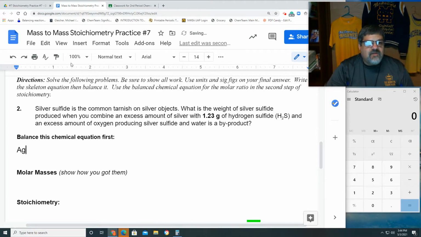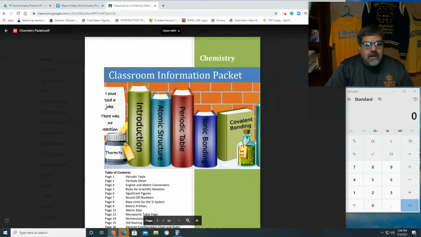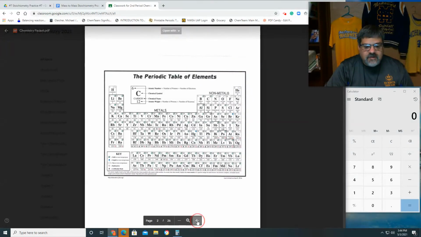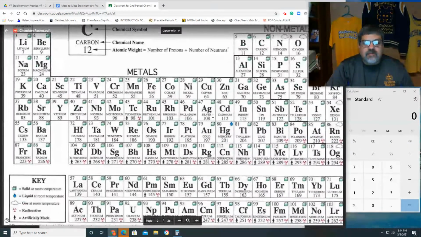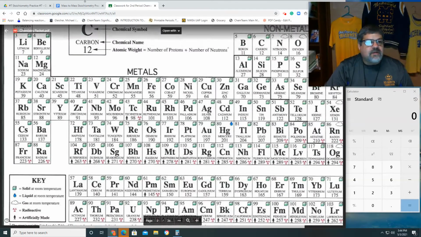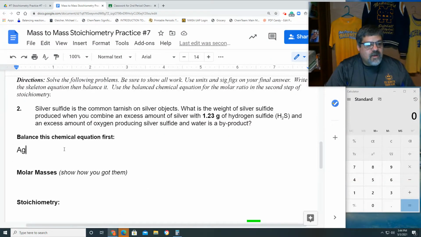Now, where did we get Ag? Well, if we look at the periodic table and scroll up through this, we can see that silver is right here, and it is Ag. So let's go back to the problem. With that, we're going to have hydrogen sulfide. I gave you hydrogen sulfide, there it is right there. So we're going to add to that hydrogen sulfide. And we're going to have an excess amount of oxygen.